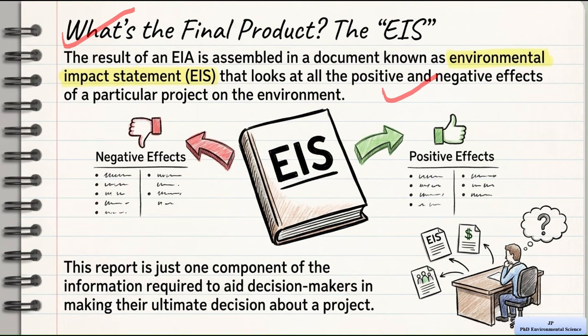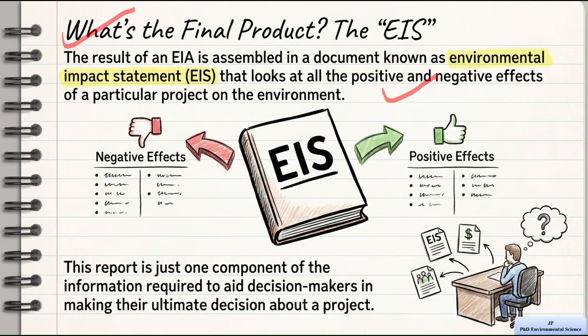What does EIS include? It clearly explains negative effects, means harmful impacts such as pollution, deforestation, harm to wildlife, health problems, and positive effects. These are benefits such as employment generation, infrastructure development, economic growth. So EIS shows the full picture, not just one side.